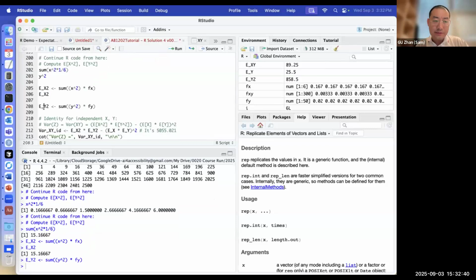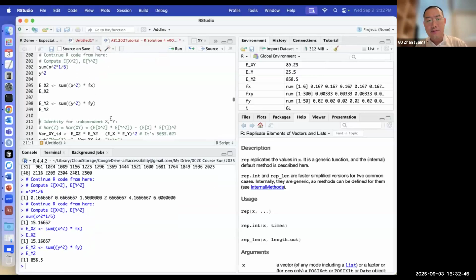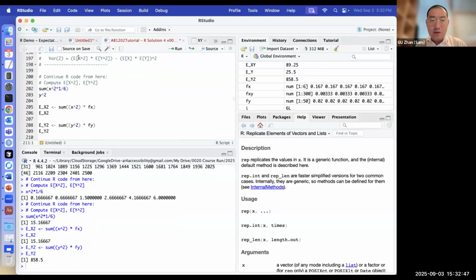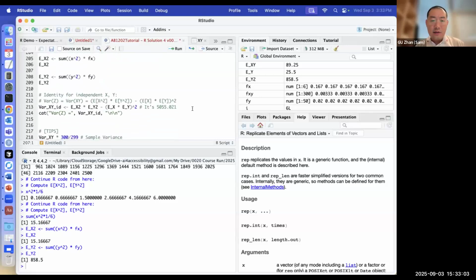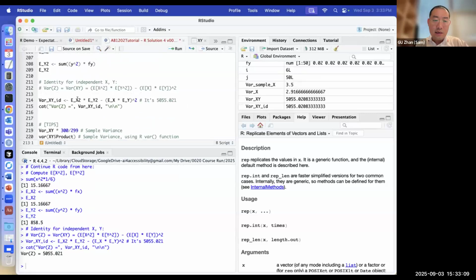Let's display it. It is 800 plus. So you have all 4 elements. You have this one, which is about 15.17. This one is around 800 something, 850. So you get these 2 numbers multiplied, minus this. So you have this. Just run it and have a look. This is the variance of X times Y. Let's have a look at each individual component.